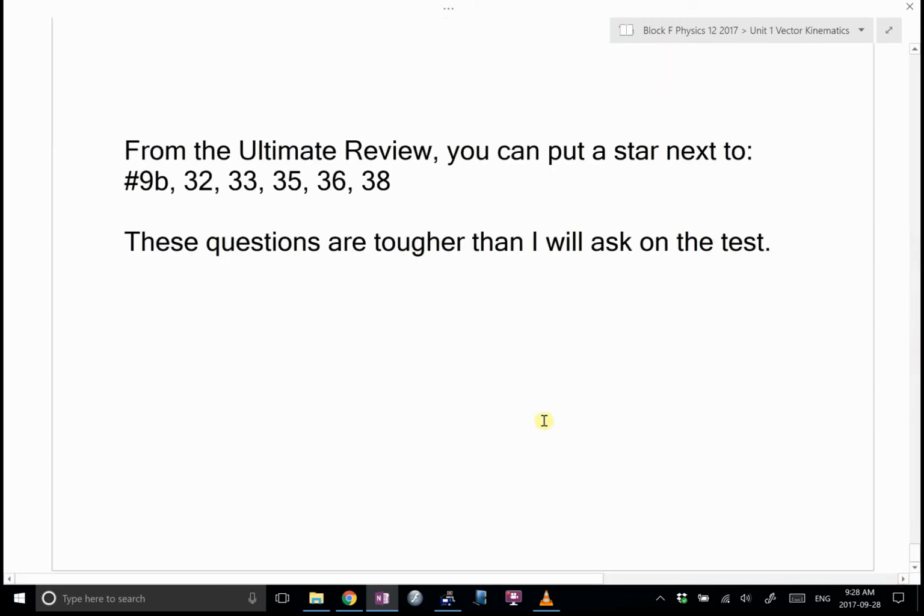But on the very, very bottom, at the very end of the lesson, where there's homework, can you copy this down, please? From the ultimate review, you can put a star next to those questions there. Those I consider to be tougher than I'm going to ask on the test. But your homework right now is you can now do every question on the ultimate review. You can start it. It's due the day of the test, which is not next week but the week after, so don't freak out. We'll finish this lesson off next class.